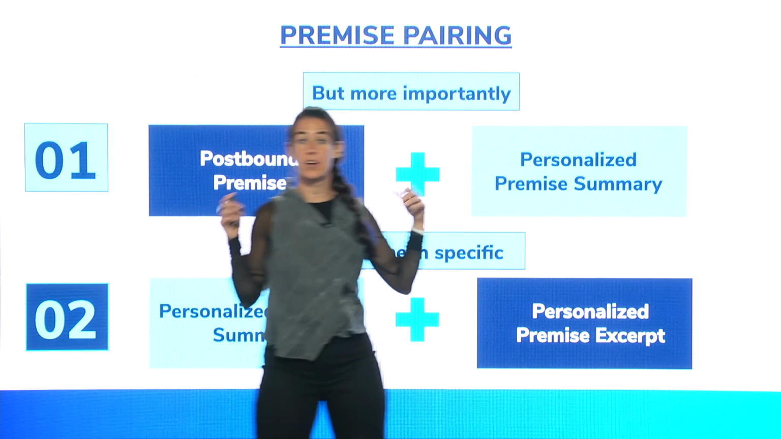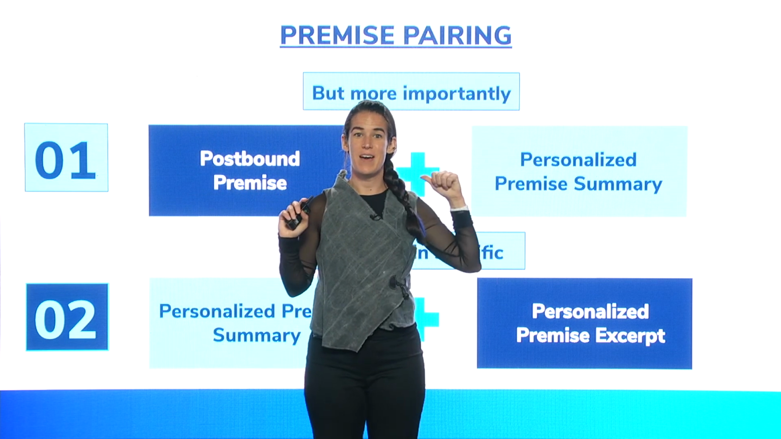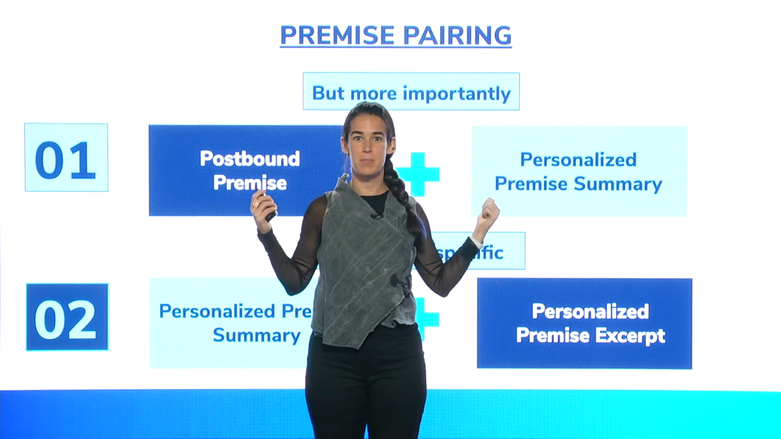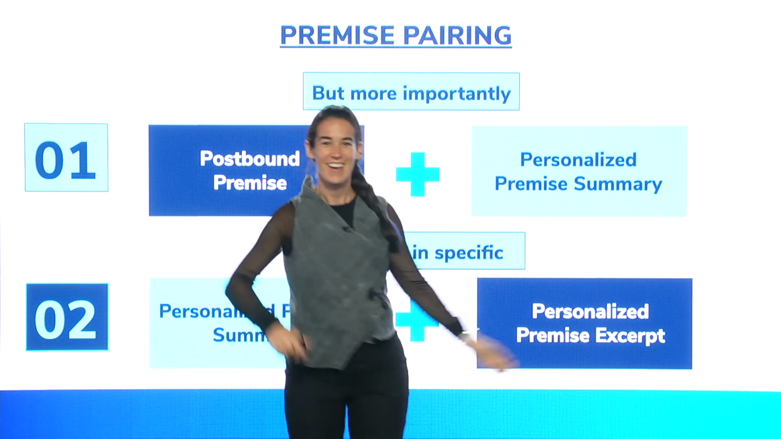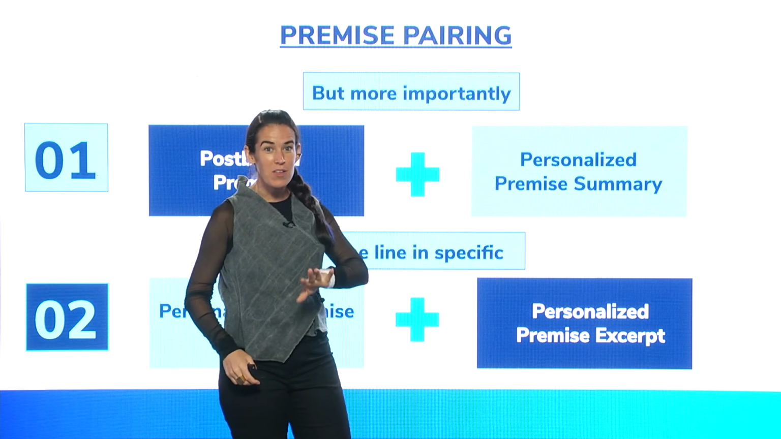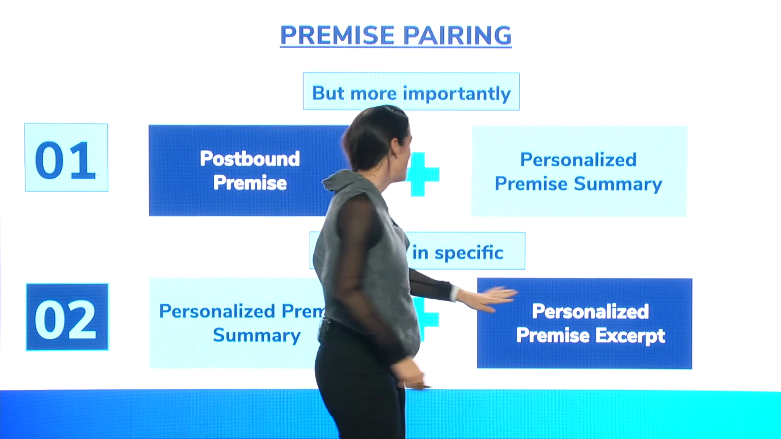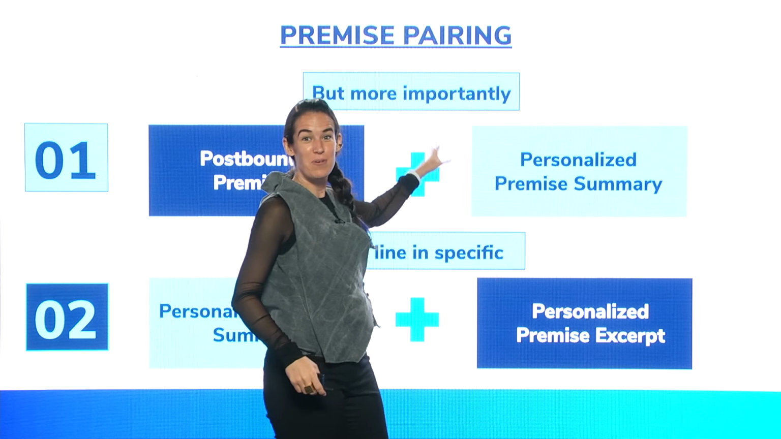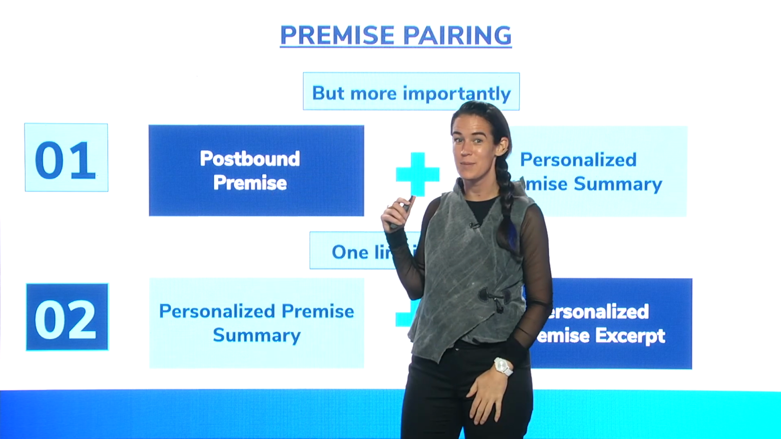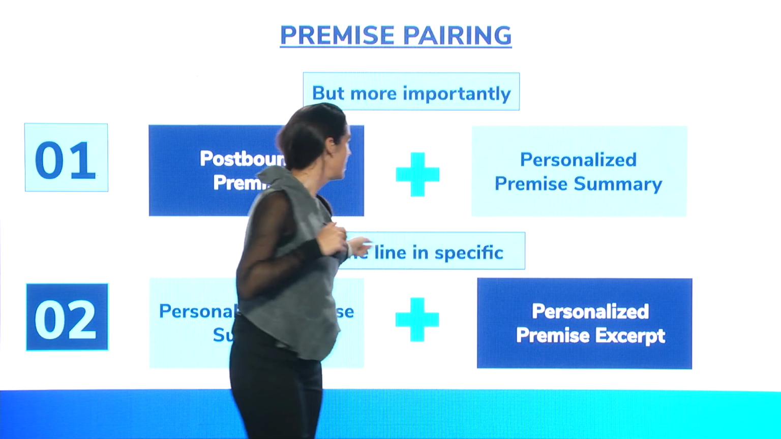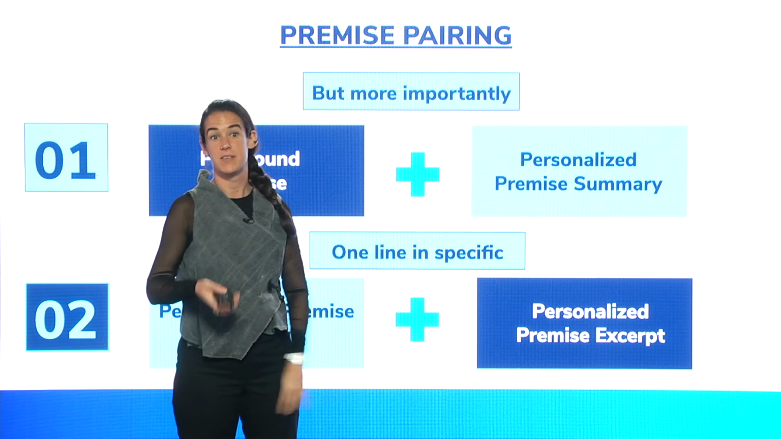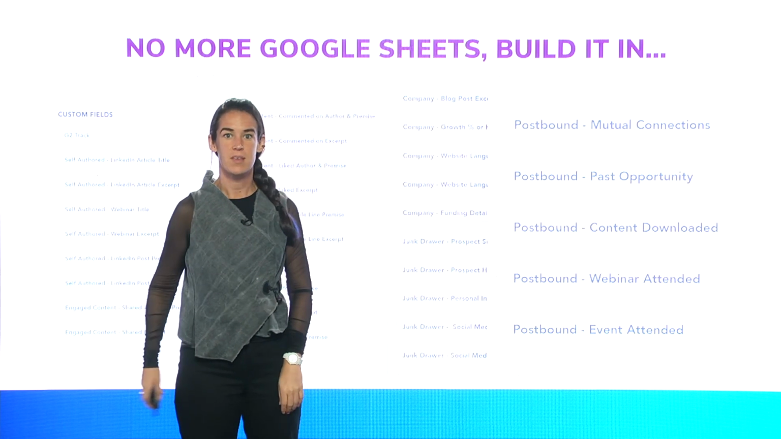So either way, you're going to have two pieces. You're either going to have the postbound premise summary, or sorry, I'm like weathermanning it. Even though it's not a green screen, people. It is not a green screen, okay? Postbound premise summary, but more importantly, and giving them a personalized summary, saying one line in specific and giving them an excerpt.